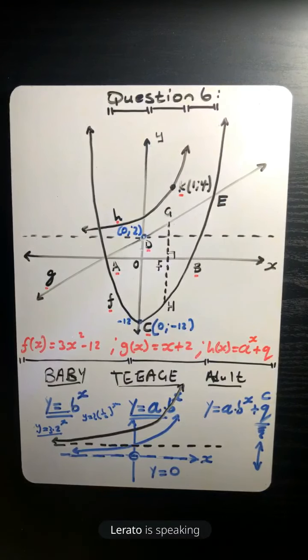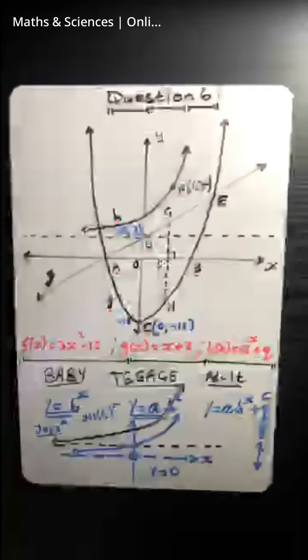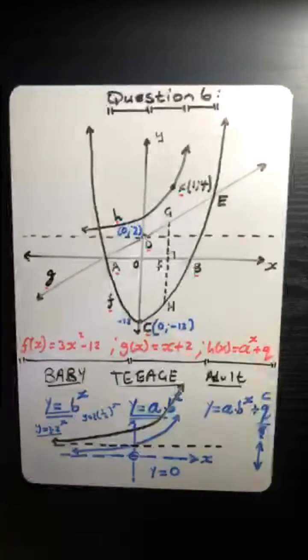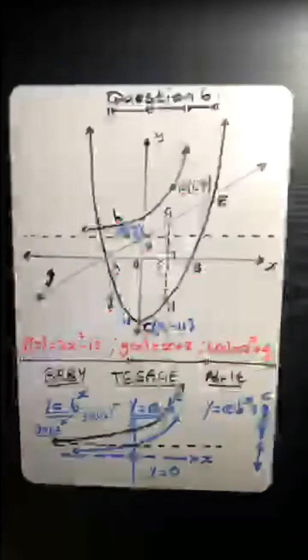But sir also said it's a vertical shift. What did you say, Lerato? I couldn't hear. Sir, I also said that it's a vertical shift. It's an asymptote which represents the vertical. Yes, but you see, Lerato, I think you want to rob me.